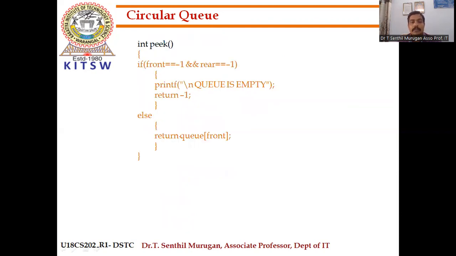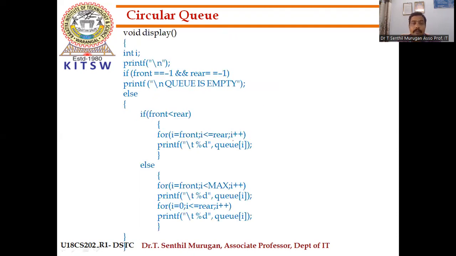Now the peek operation just returns the element of Q where the front pointer is pointing. First, only if some element is there are we able to perform this peek operation. That's why we have to check whether Q has some elements or not. If it is not there, we simply print Q is empty. Otherwise, we return this value.